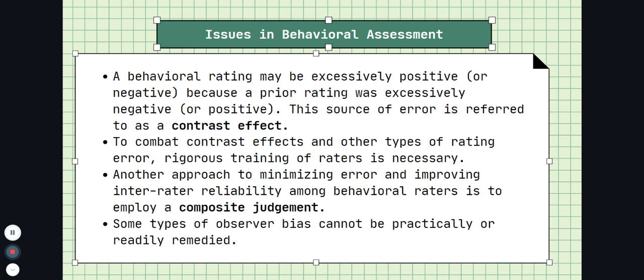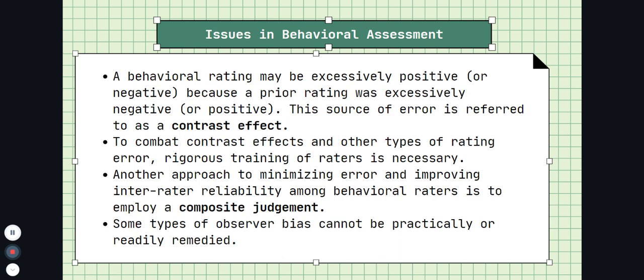In one study of employment interviews, as much as 80% of the total variance was thought to be due to contrast effects. To combat contrast effects and other types of rating error, rigorous training of raters is necessary. However, such training may be costly in terms of time and labor. For example, teaching professionals how to use the marital interaction coding system took 2 to 3 months of weekly instruction and practice to learn how to use its 32 codes.